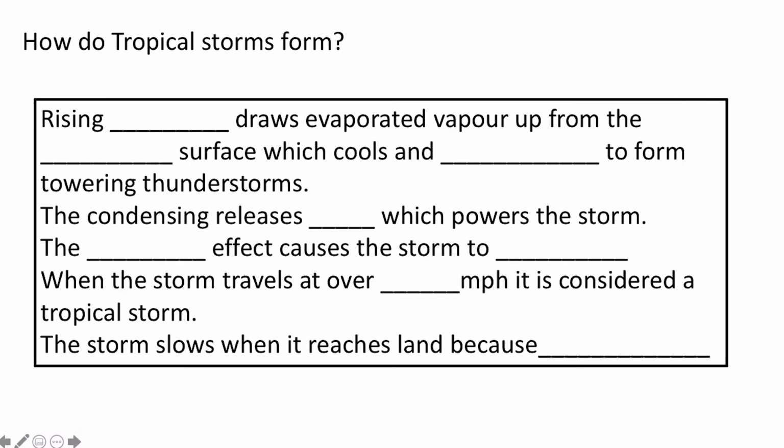Take a look at this passage and let's see if we can fill in the gaps together. Rising what draws evaporated vapour up from the something surface, which cools and something to form towering thunderstorms. The condensing releases what, which powers the storm. The something effect causes the storm to do what? When the storm travels at over miles per hour, it is considered a tropical storm. The storm slows when it reaches land because. Pause here if you want to write this down, putting in your answers before checking the correct ones.